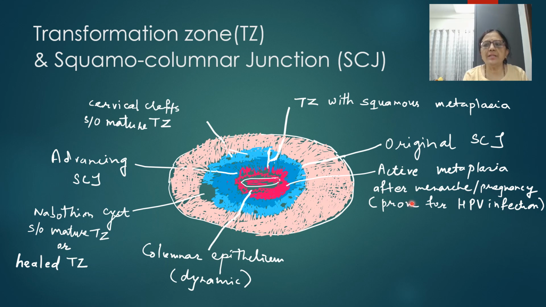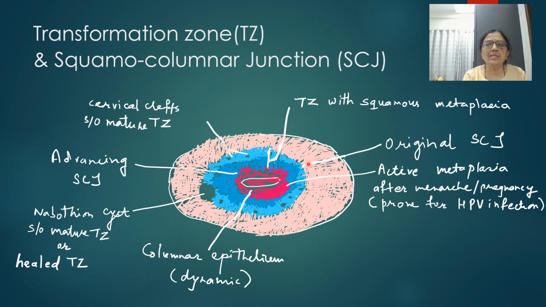This active metaplasia is more profound immediately after menarche, when there is hyperestrogenism and a sudden hyperplasia of the columnar epithelium, which results in the shift of the squamocolumnar junction away from the original squamocolumnar junction, and then the metaplasia starts. So active metaplasia is maximum a few years after menarche, as well as after pregnancy. This is the time when the cellular unrest is maximum, and these cells are more prone to HPV infection.